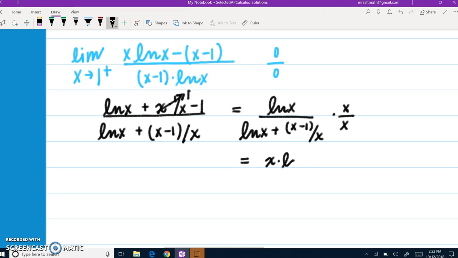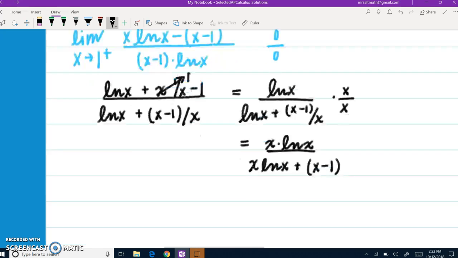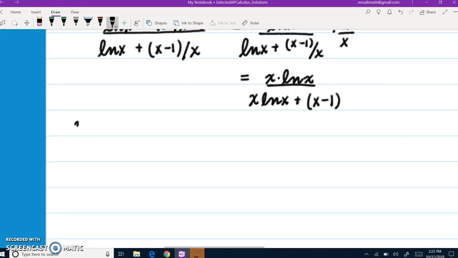So this now becomes x natural log of x up here. Down below we've got x natural log of x plus x minus 1. Now we're still in indeterminate form because we are going to end up with, right here, 1 times 0, so 0, plus 1 minus 1 is 0. So we've got another 0 over 0. So that means we need to L'Hopital for a second time. So I'll go ahead and mark that here, which means we have one more set of derivatives to take.